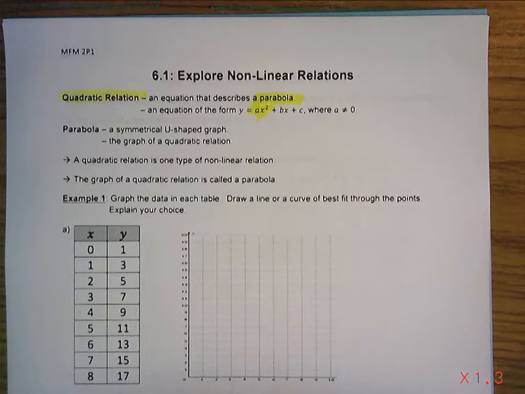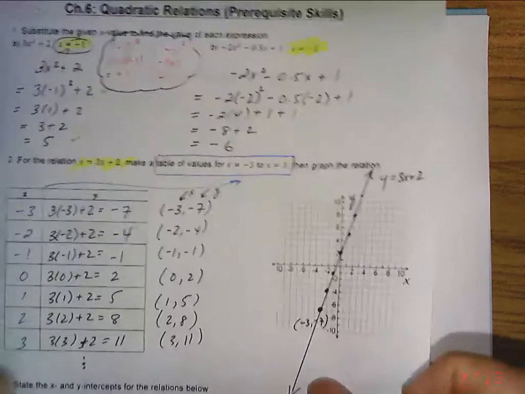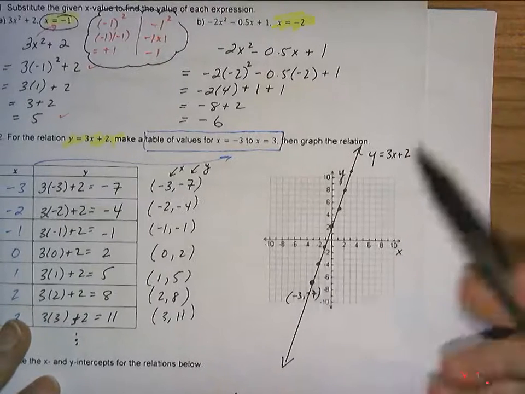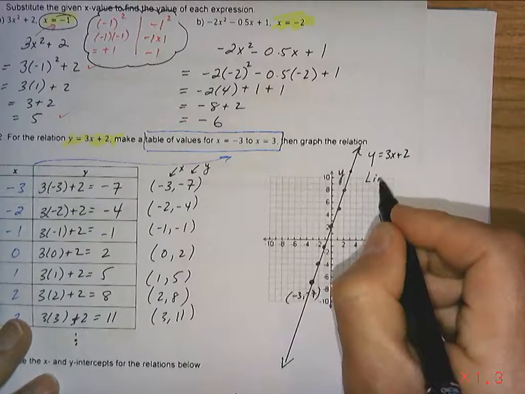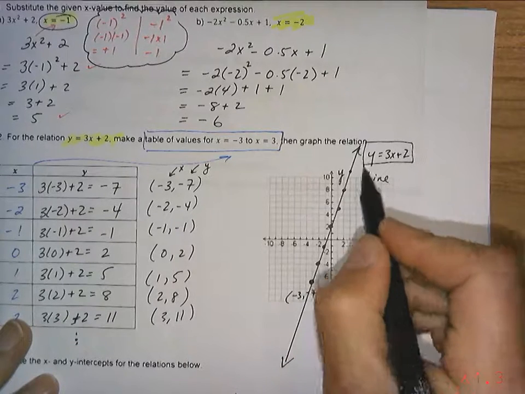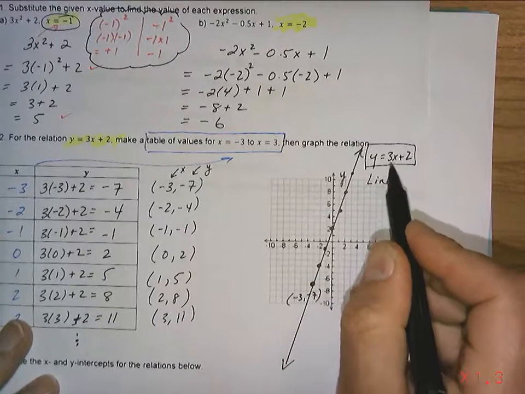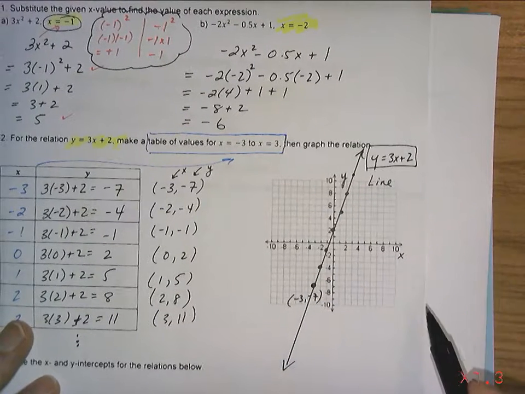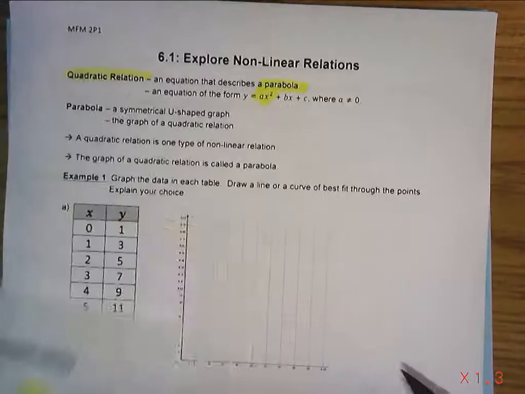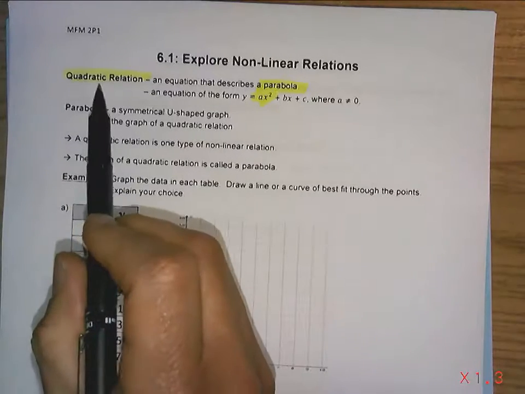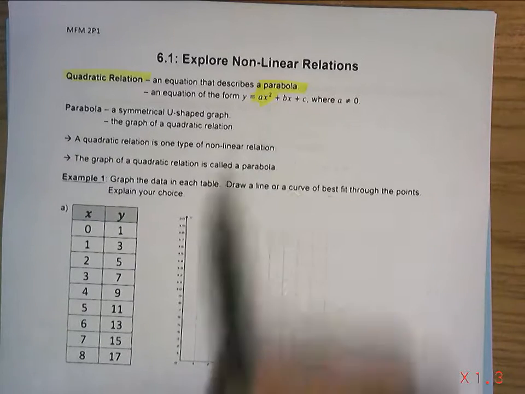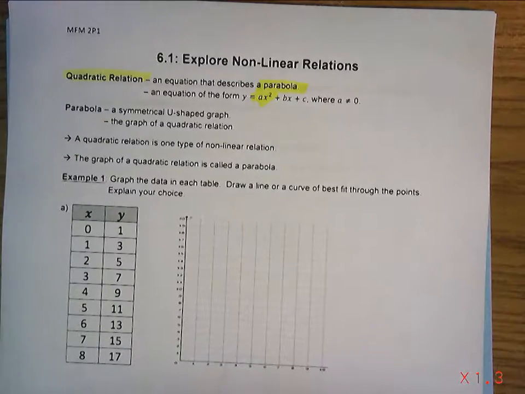So that we know, we call this a line. This is a line. So the picture of this equation is a line. Therefore, we call this linear. A linear equation because it creates a picture that's a line. A quadratic relation is an equation of this form that's going to make a parabola.